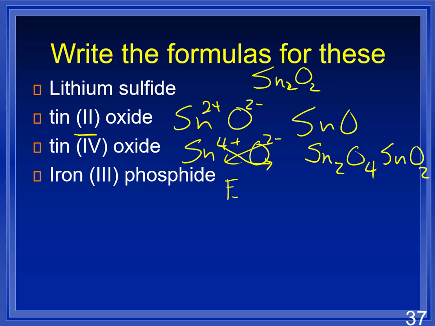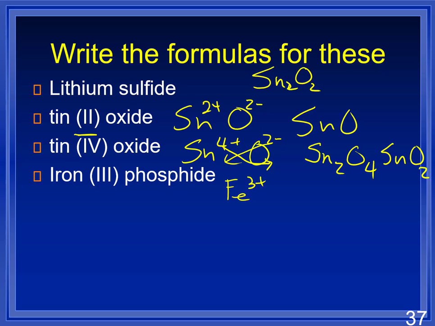Well, iron is Fe. The periodic table tells me nothing about charge. But they told me the charge. They wrote it there, right? That charge is a 3 plus.